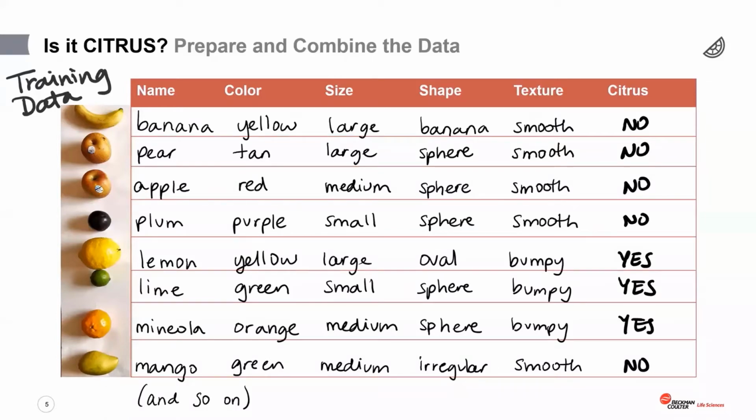So let's examine how well each feature can be built into a model to correlate with or predict what is a citrus fruit.